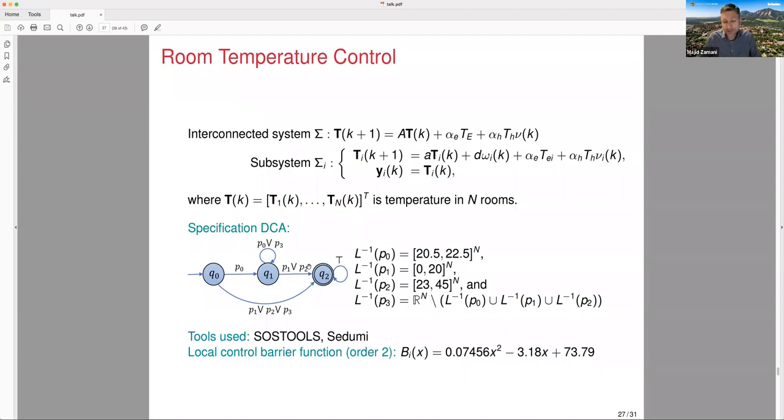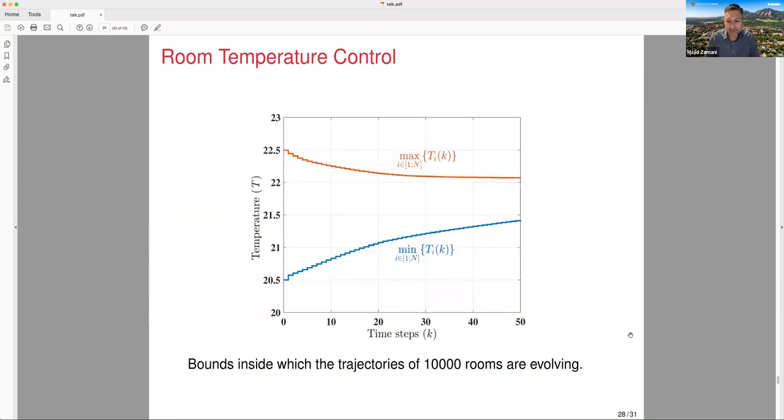So we are interested in finding polynomial type sub-barrier functions for each room. We use the SOS tool and we are able to build this B_i of x, which is a sub-barrier function for one room. And we assume all the rooms are homogeneous in terms of dynamics, so the same function works for all of them. And we showed that the compositionality condition holds. So now if I take the maximum of these B_i, that for sure is a barrier function for the whole building consisting of 10,000 rooms.